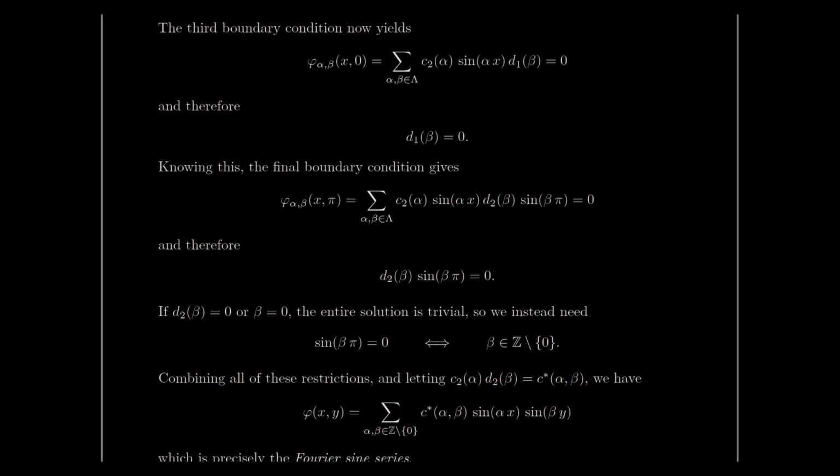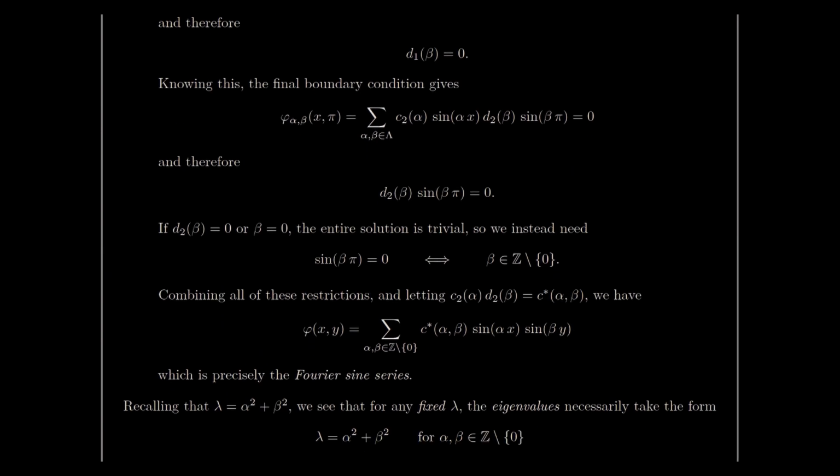And so now I have my two restrictions, right? My early restriction was alpha is in the integers minus 0. Now I have beta as well. And recall, way back, lambda is alpha squared plus beta squared. So the only possible eigenvalues are alpha squared plus beta squared, where alpha and beta satisfy these properties. So there's where my restrictions come from.